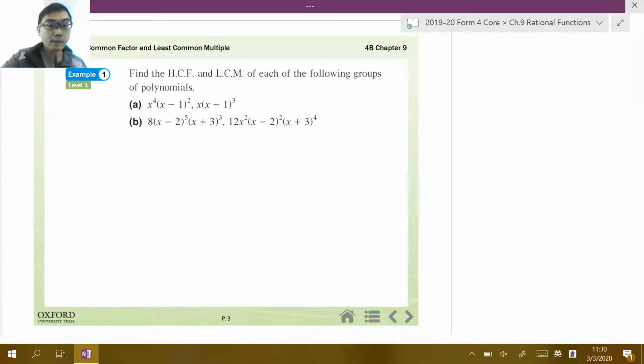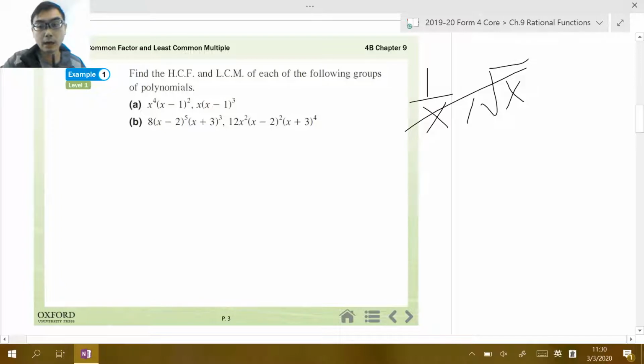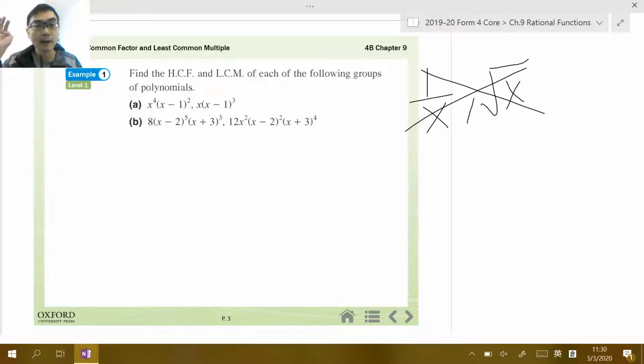What does it mean? That means that if you have something like 1 over x, or something like square root x, these two are not considered because they are not polynomials. So we will not talk about HCF and LCM for these two things. We just talk about the polynomials.